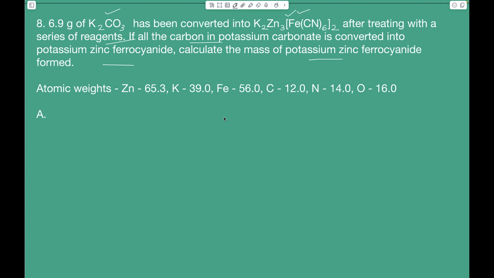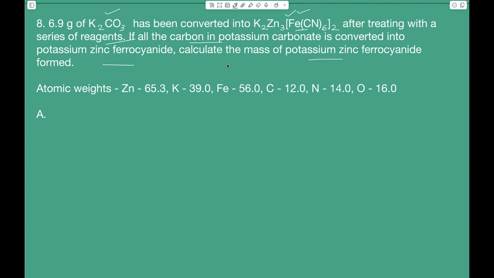See, we do not know in how many steps the carbon present in this potassium carbonate is converted into this complex compound. Also, we do not know all the reactants and products involved in each step. Therefore, we cannot write balanced chemical equations. Now, if you cannot write balanced chemical equations, how do you answer this question?